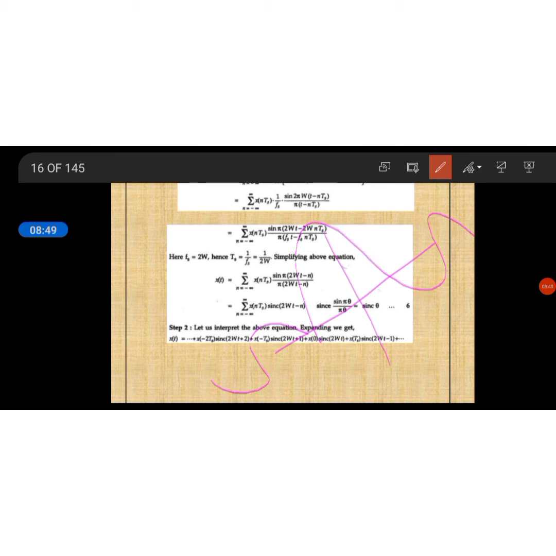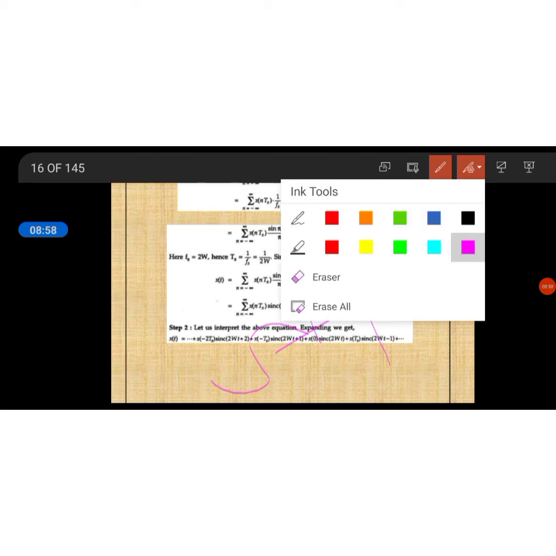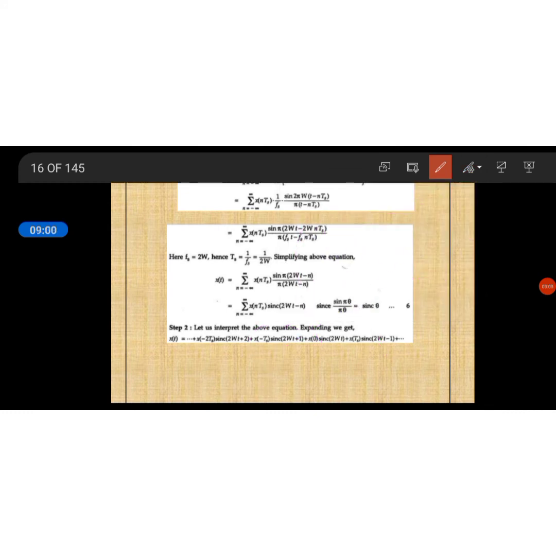There will be a main lobe and side lobes. Maximum energy will be there in the main lobe. The remaining energy will be there in the side lobes. So maximum information will be there in the main lobe. This is called the sinc function.